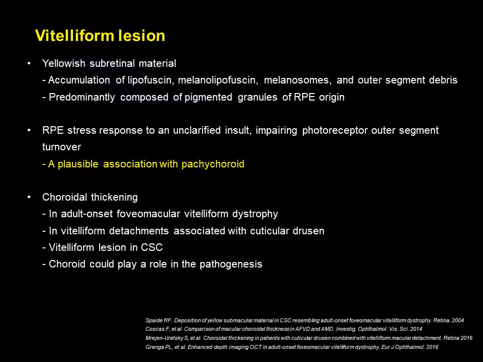Vitelliform lesion is composed of pigment granules of RPE origin and photoreceptor outer segment debris. They may be end products of a specific RPE stress response to an unclarified insult impairing photoreceptor outer segment turnover. Then we may be able to postulate an association between vitelliform lesion and pachychoroid. Previously, a few studies have shown choroidal thickening in this condition.